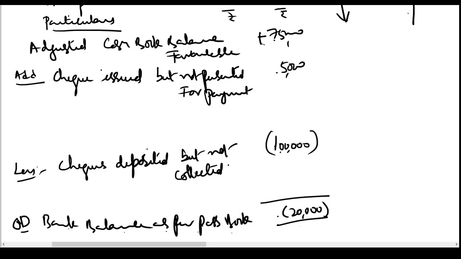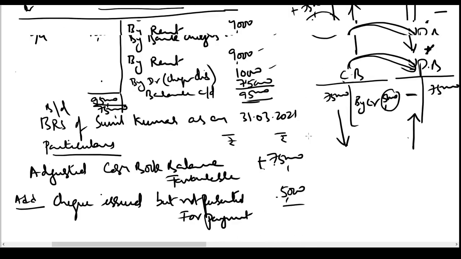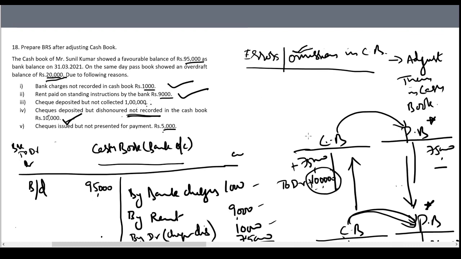Checks deposited but not collected, we have already recorded an entry in the cash book. When the checks are collected, the bank will pass an entry, both the books will become equal. These transactions cannot be adjusted in the cash book because they are not an error or an omission of the accountant. So this is how we solve a problem on the adjusted cash book method.